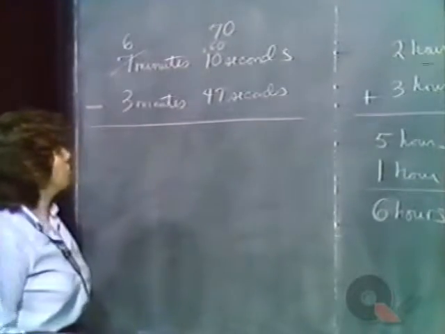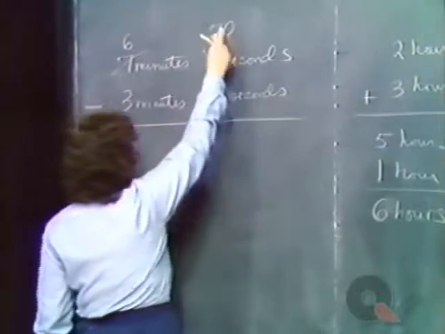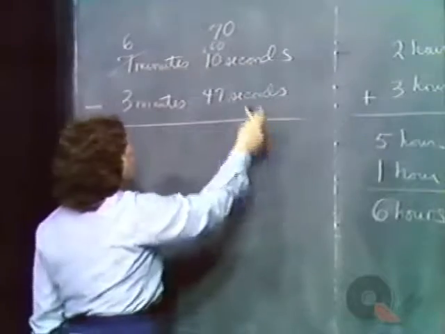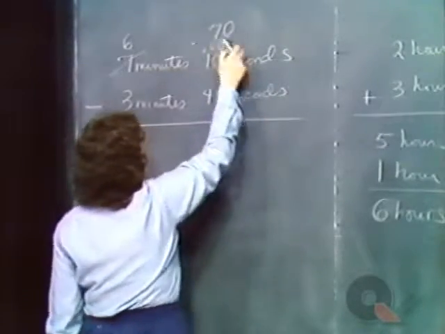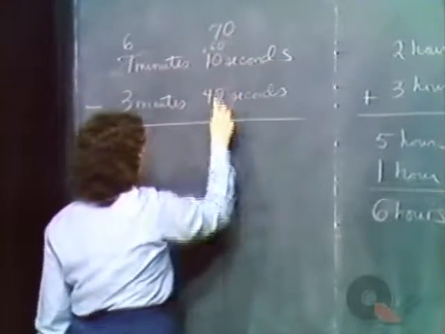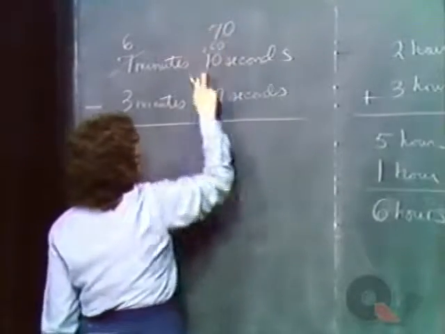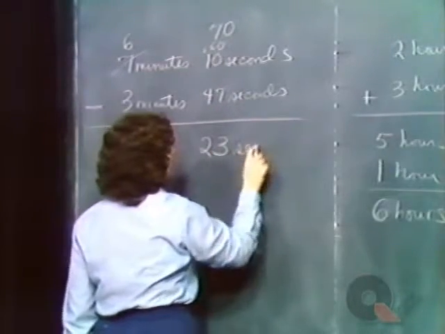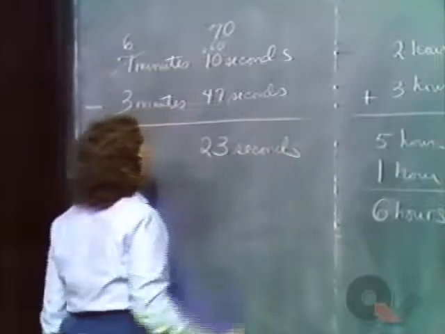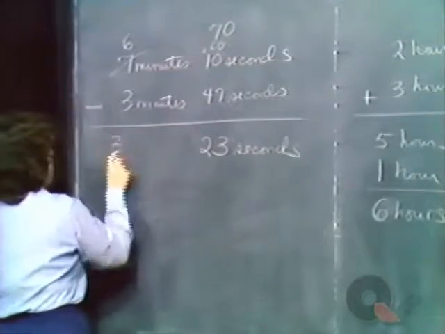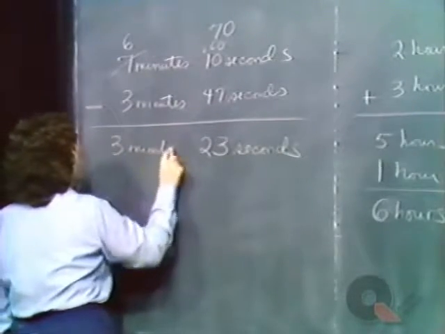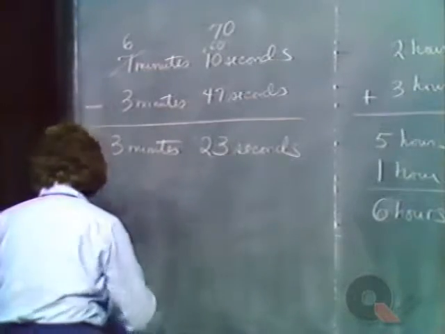And now we're going to do the subtraction. We're going to have 70 take away 47. So 7 from 0 we have to borrow, so this is 10, take away 7 is 3, 6 take away 4, 2, we have 23 seconds. And then 6 take away 3, 3, so the answer that you'll see, 3 minutes, 23 seconds.